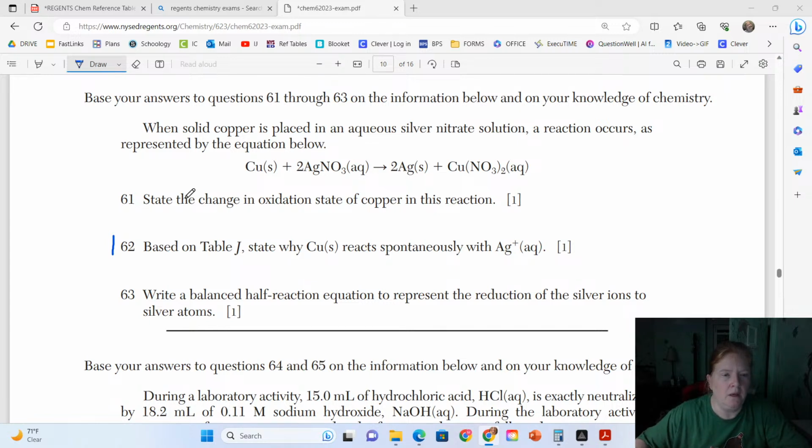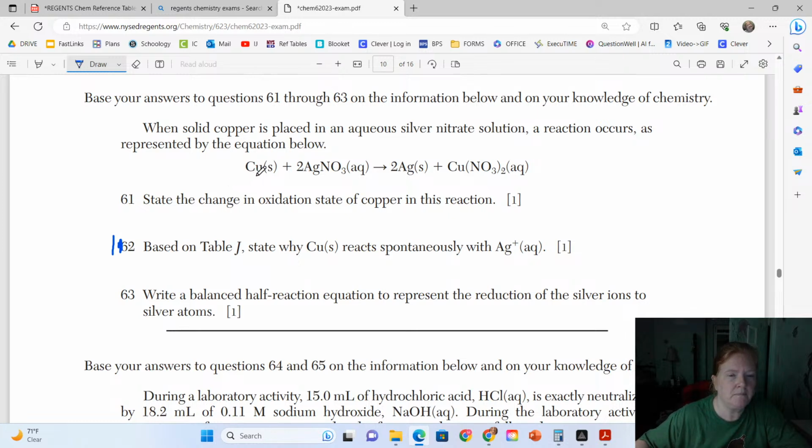Okay. State the change in oxidation state of copper in this reaction. I'm going to show you what my issue with 62 is in a second, and why I feel some type of way about it. But 63 is the hardest question for this set, but 61, still a lot of people got it wrong. Okay.